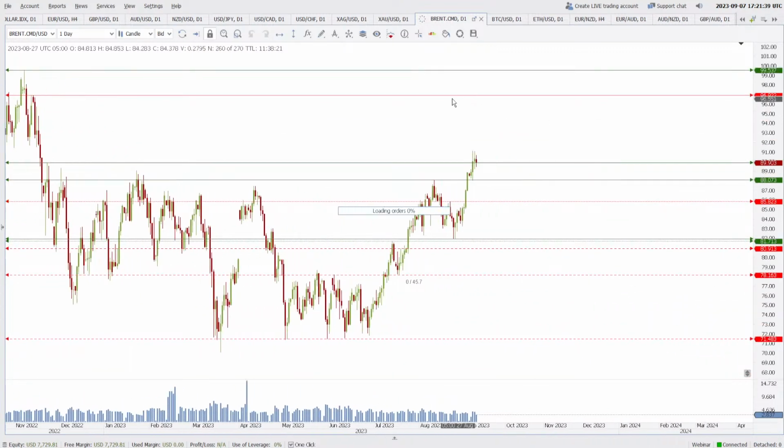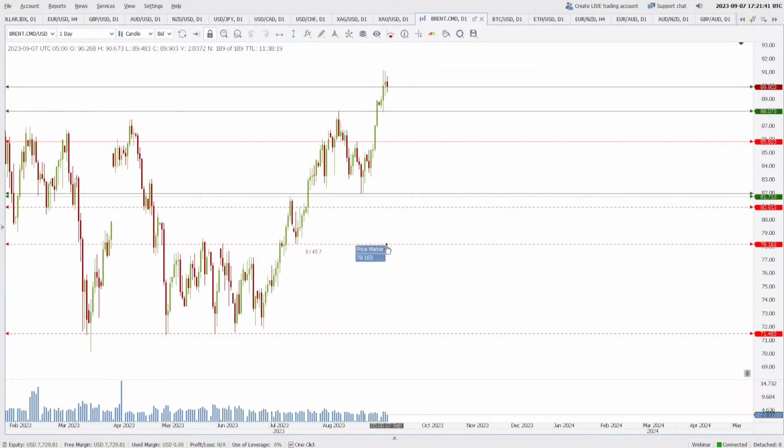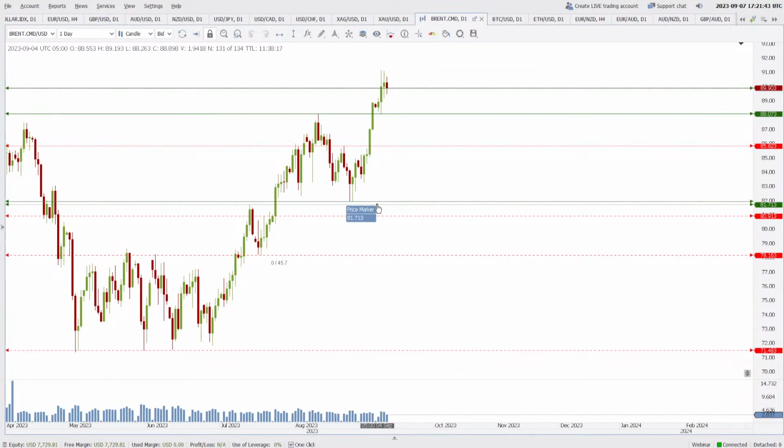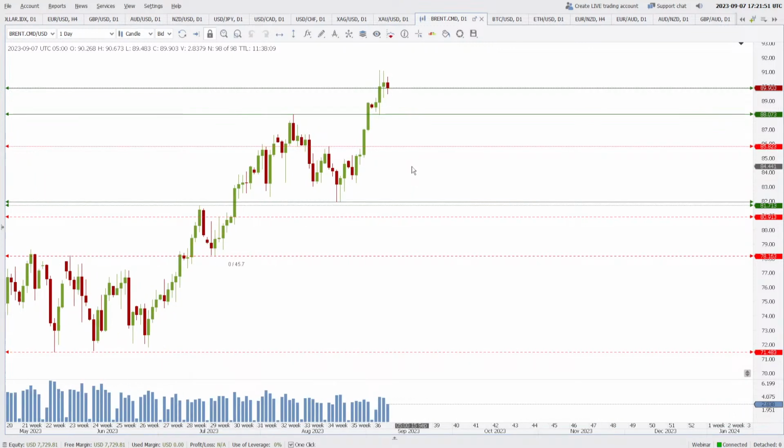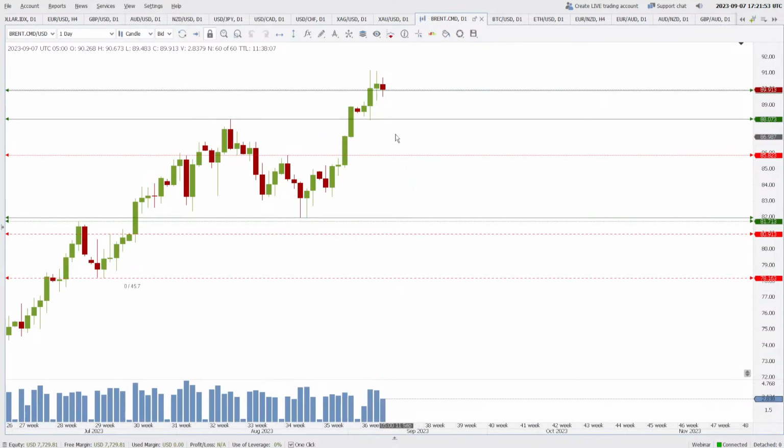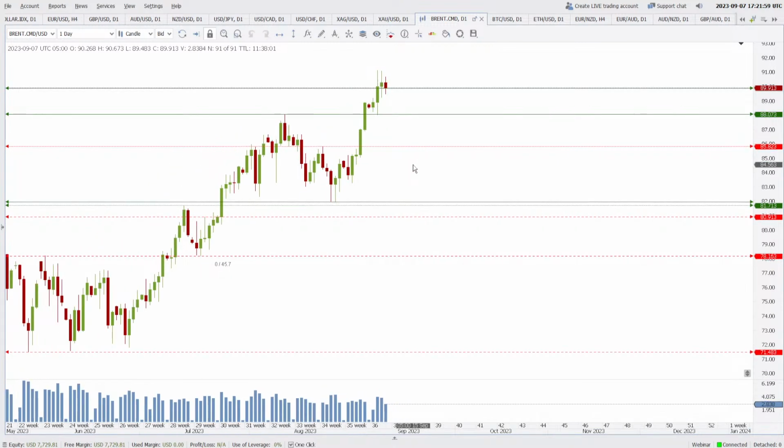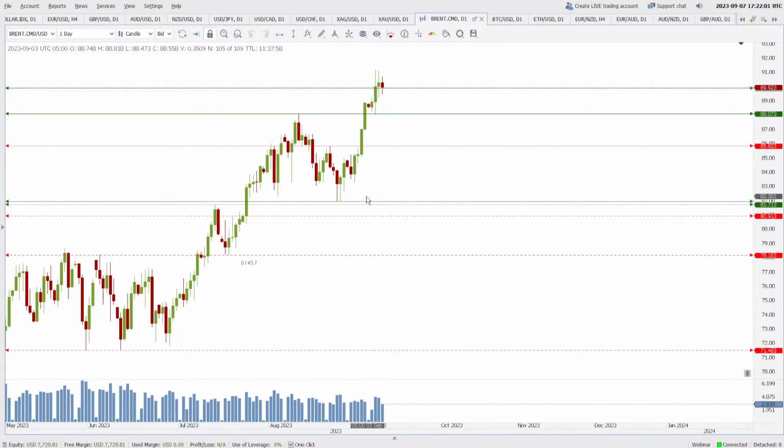Brent, after so much of a gain, from 81.71 all the way up to this high of 91.13, we have a very good move today. Somebody might be thinking that the crude oil price is falling, but believe me, this is not a fall. This is called a flag formation or a pennant formation.